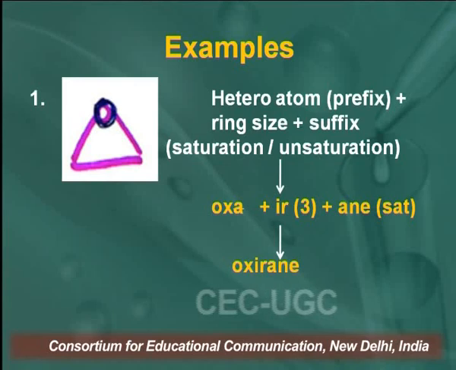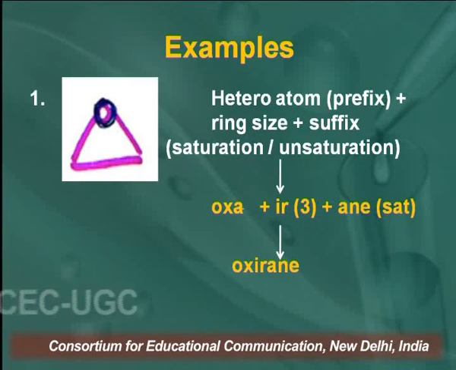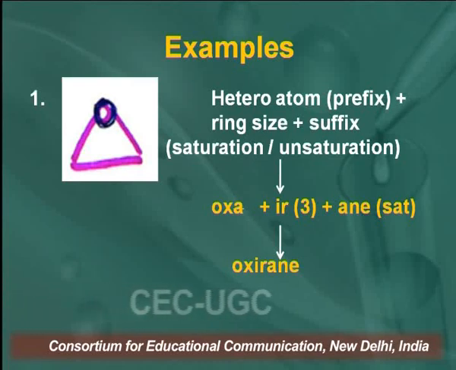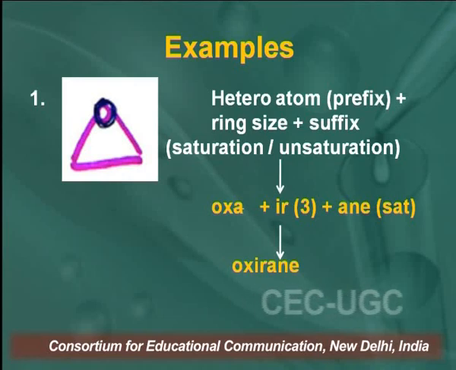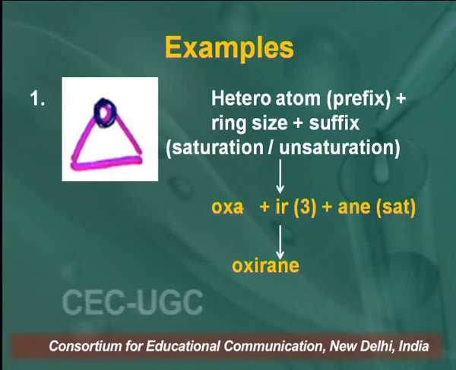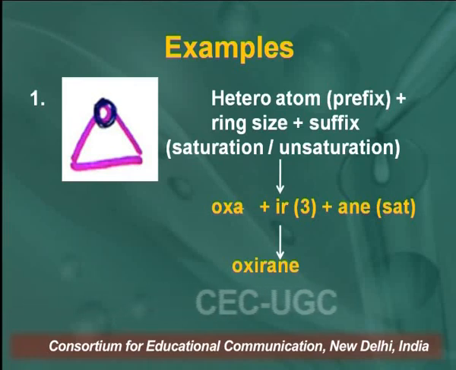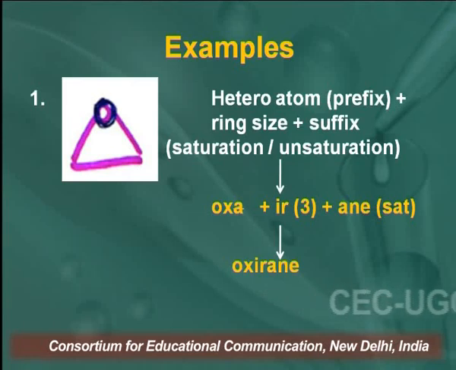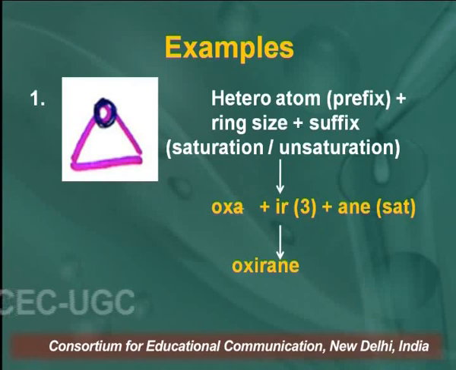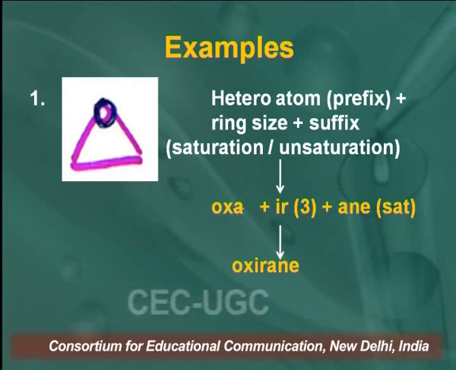So, for oxygen the prefix, as I told you in the first slide, will be oxa, plus the 3-membered ring ir. Now, the saturation degree: the ring is saturated, ane. So, how will you write the name? I have mentioned here oxa plus ir plus ane, because the ring is saturated.